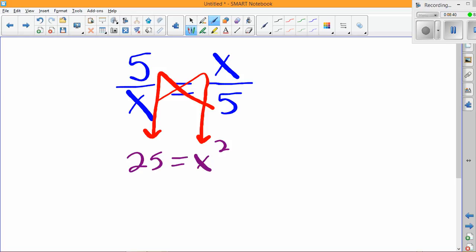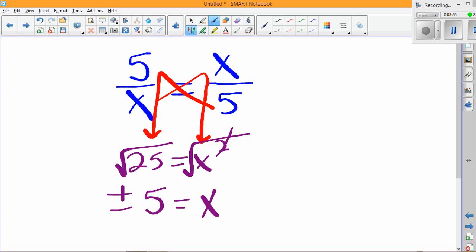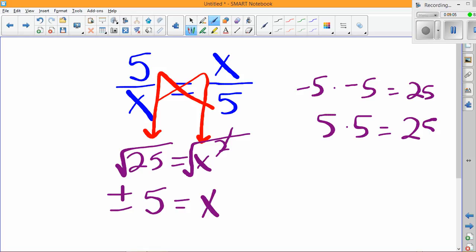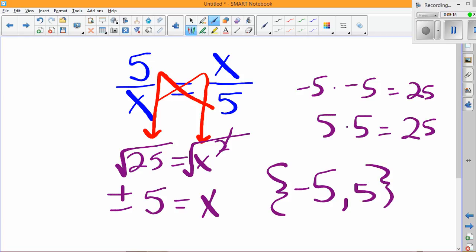So you end up with 25 equals x squared. Now the inverse operation of squaring is square rooting. When I take the square root of x squared, the squaring and the square rooting undo each other, so I'm just left with x. And the square root of 25 is 5. However, we do not want to forget that it's plus or minus 5, because negative 5 times negative 5 is equal to 25, just like 5 times 5 is equal to 25. So we write plus or minus. We can also write this as a solution set with negative 5 comma 5, because those are two solutions to that problem.